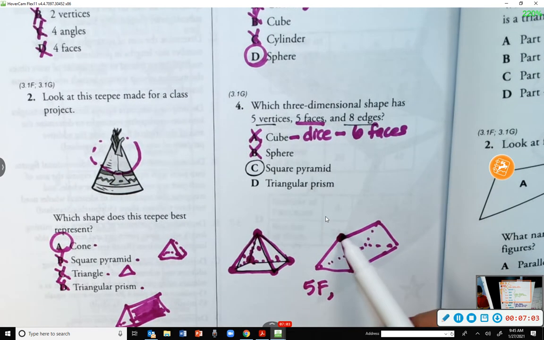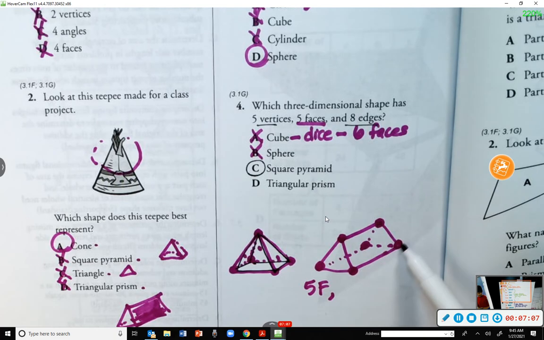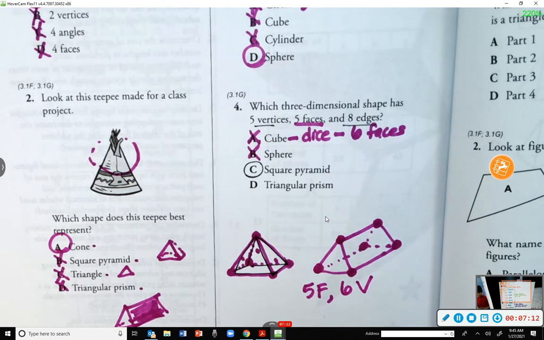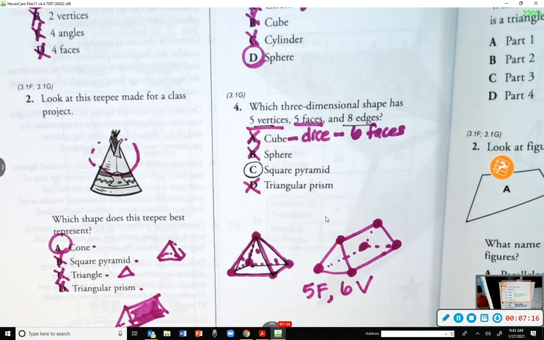Vertices. 1, 2, 3, 4, 5, 6. So can it be the triangular prism? No, we needed 5 vertices. Okay, so C was the correct answer.